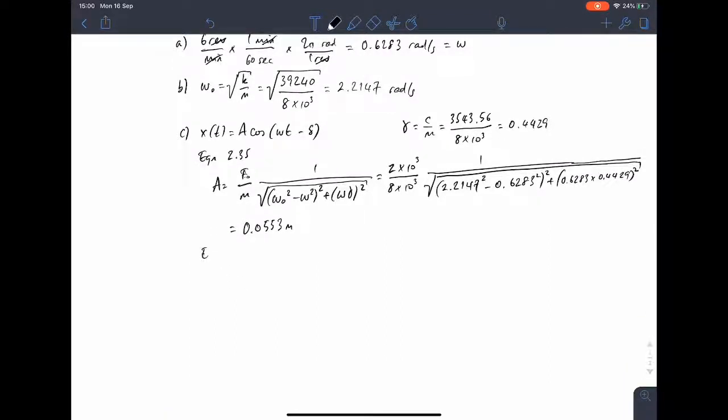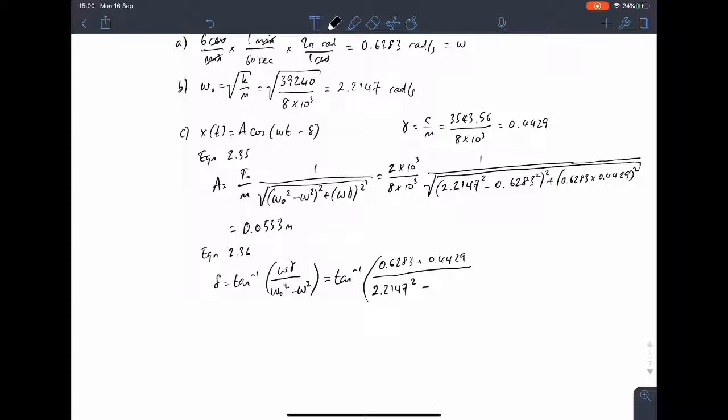Now to work out what delta is, we're going to use equation 2.36. That says delta is the inverse tangent of omega gamma divided by omega naught squared minus omega squared. If we do those sums, that's the inverse tangent of 0.6283 times 0.4429 divided by 2.2147 squared minus 0.6283 squared. If you do that sum, that comes out to be 0.0616 radians.